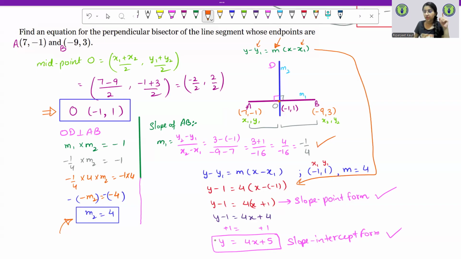So we can do it then in two ways. Number one, keeping it in the slope point form. Number two, slope intercept form by solving it a little. This is how we can find out the equation of the perpendicular bisector for the line segment whose endpoints are given to us. Any question at any point?